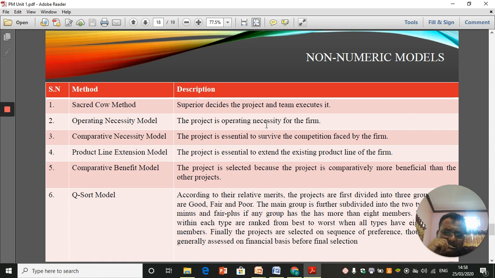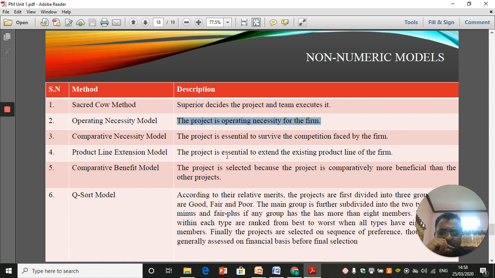For example, if a firm is lying in an earthquake-prone geographical place, then they can take certain projects to minimize the risk caused due to earthquake. That is the operating necessity of the firm, and that is how the operating necessity model works. Comparative necessity model: the project is essentially to survive the competition faced by the firm. You're taking a project only because your competitor is taking it, and if you don't take it, then you will be lagging behind in the competition.